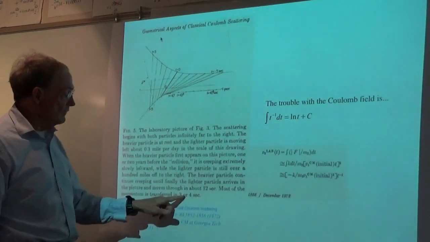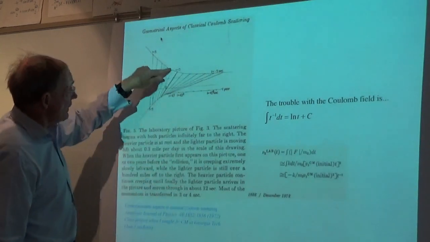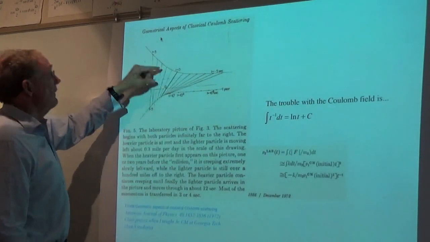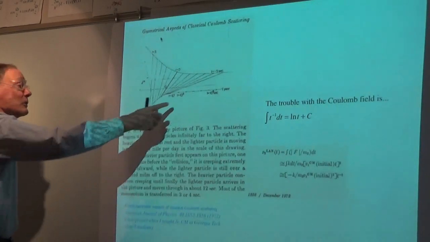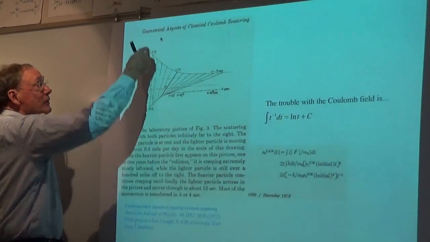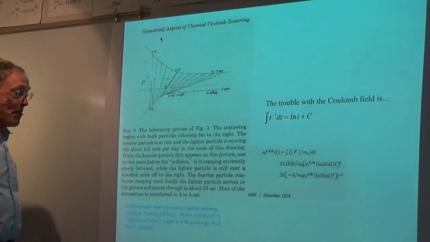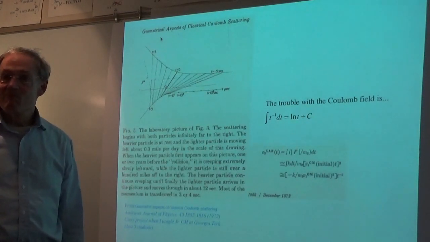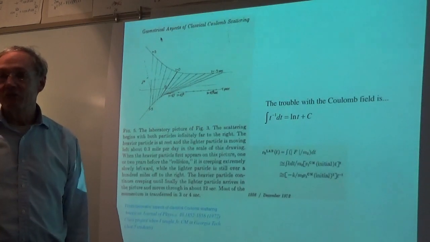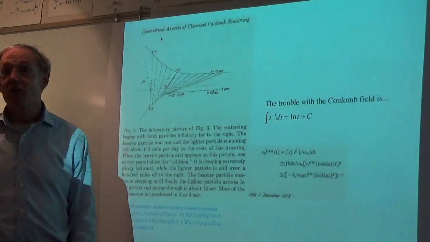Most of the momentum is transferred in 3 or 4 seconds, and then they're off to the races with their respective races. This one now has some speed comparable to this one. Isn't that weird? So you're not going to do a ruler and compass construction of these trajectories. You're only going to approximate.